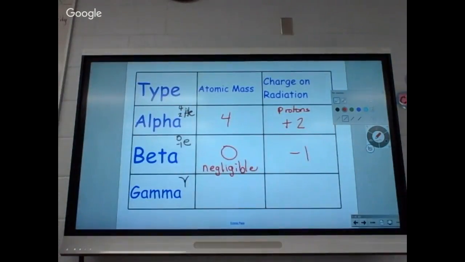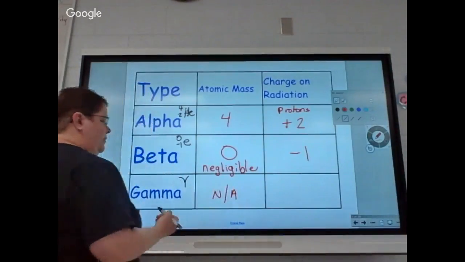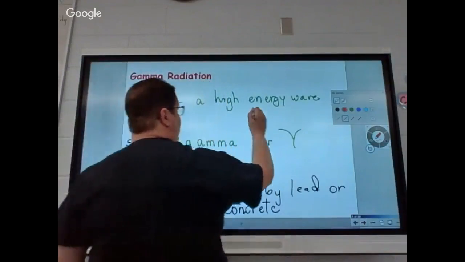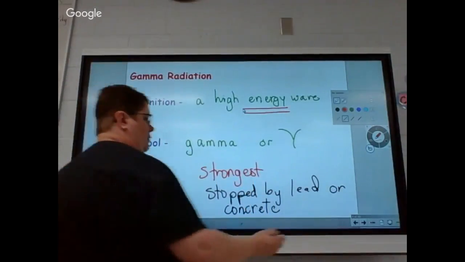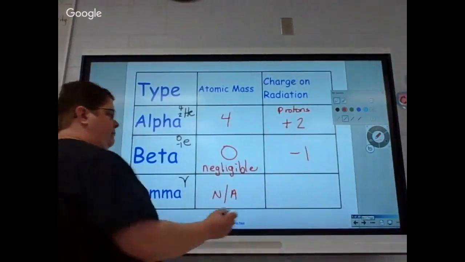Now, gamma, what's its mass? NA. Okay, why'd you say NA? Because the not symbol is a Y. Okay, and what did we say gamma was? That's a wave, an energy wave. Does energy have a mass? No. Okay, so will it have a charge? No.